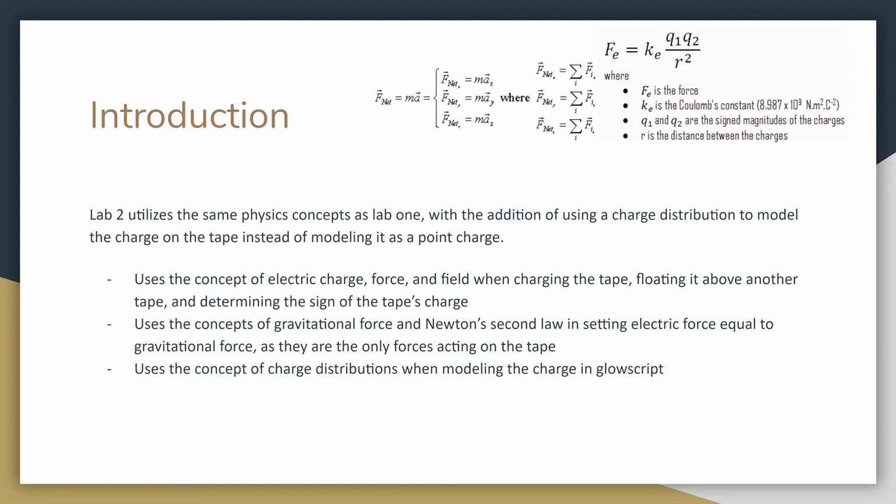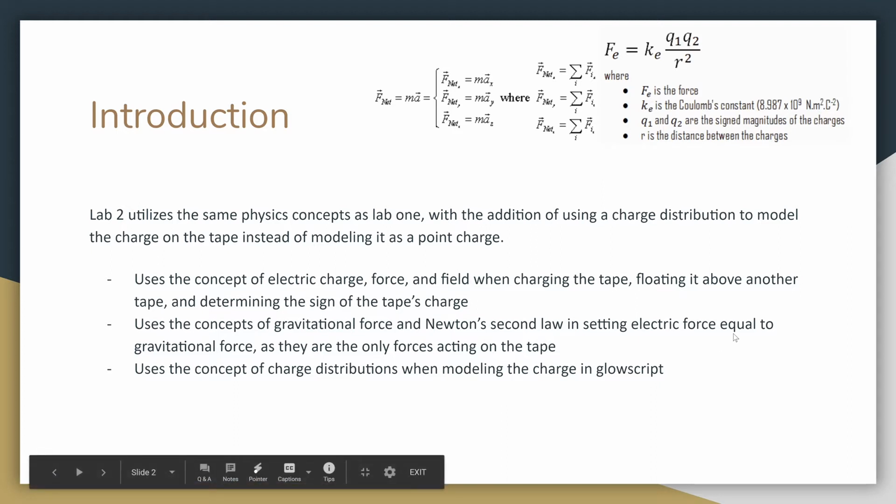It uses the concepts of Newton's second law and gravitational force because since electric force and gravitational force are the only two forces acting on the upper tape, we can set these equal to each other because they act in opposite directions with equal magnitudes. And then it uses the concept of charge distributions and the electric force due to a charge distribution when calculating and modeling the charge and the electric force in GlowScript.